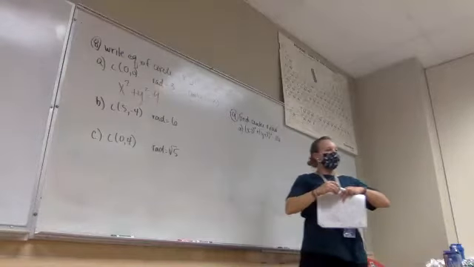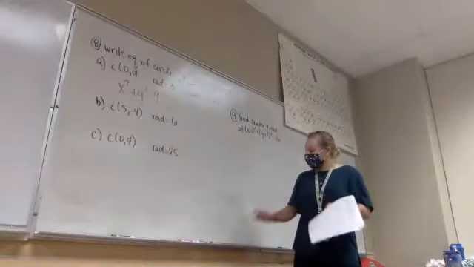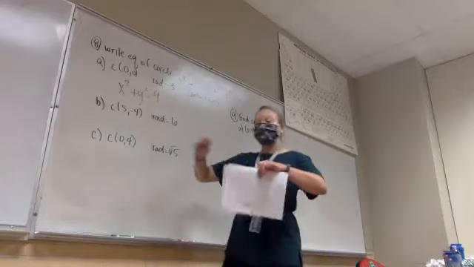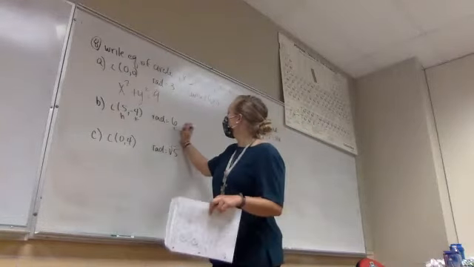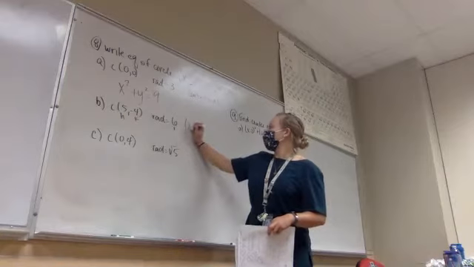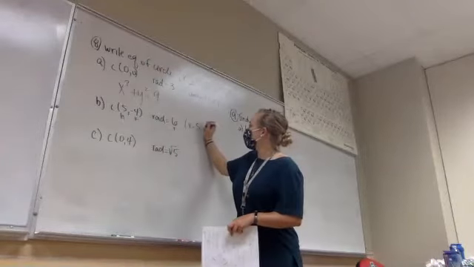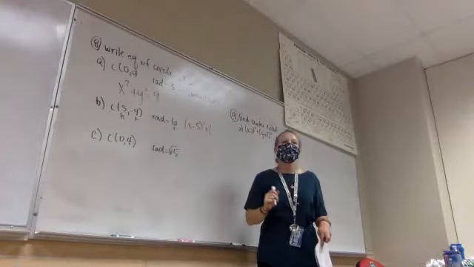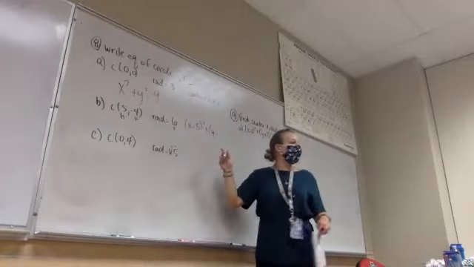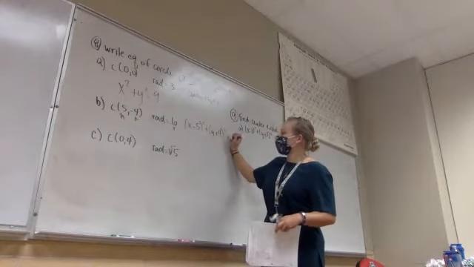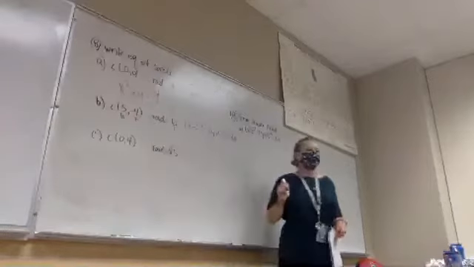All right, did you guys do B and C yet? Can we do it together? So my center is my H and my K. H, K. My radius is my R. When I plug it in, I've got x minus H. H is 5, so I'm going to keep it minus. x minus 5 squared plus y minus K. K is negative 4, so I'm going to make that a positive, plus 4 squared equals radius squared. 6 squared is 36. That's it?